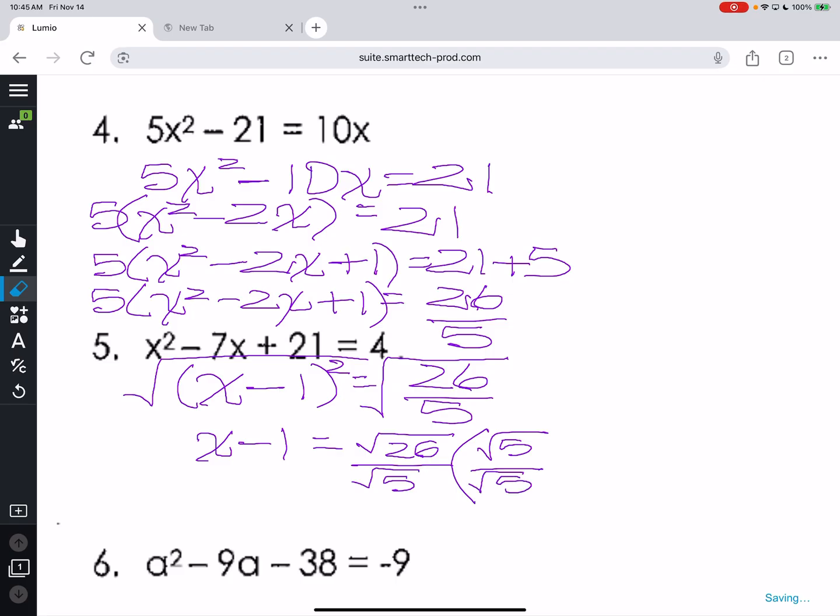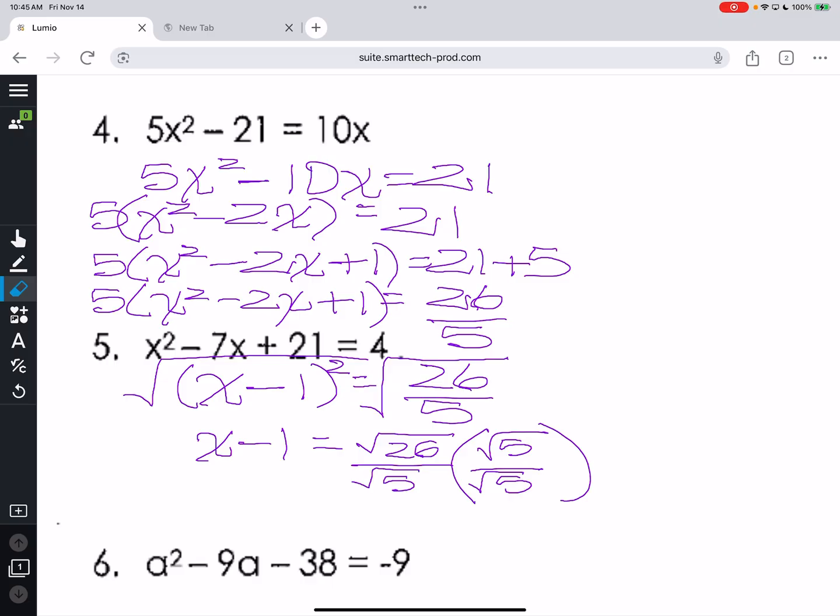And y'all have got to remember my chant from 9th grade. Radical 5 times radical 5 is radical 25, which is 5. Radical 2 times radical 2 is radical 4, which is 2. So radical 5 times radical 5 is radical 25, which now gives us 5.